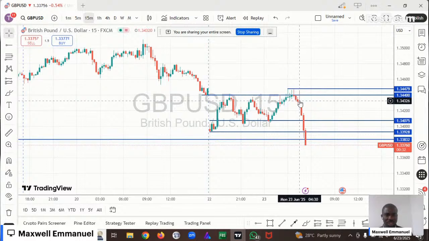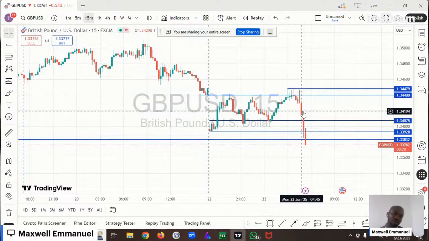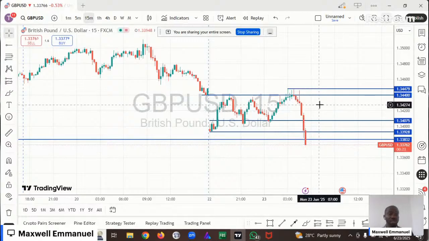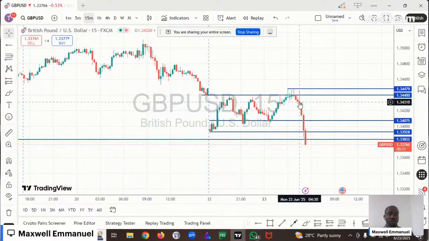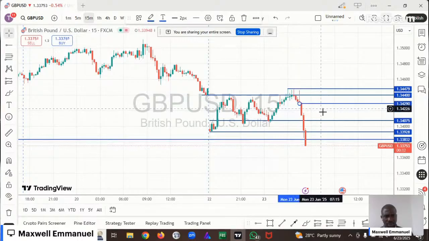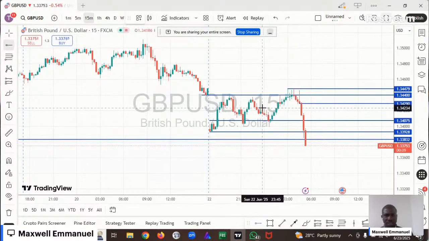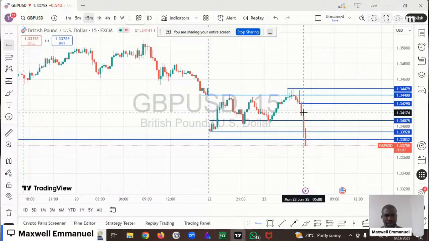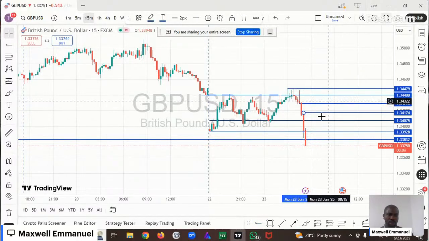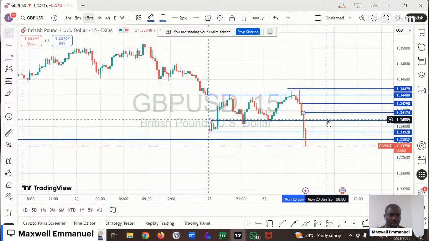You can see it has created a fair value gap here. So price is likely also going to pull back to fill this fair value gap before going bearish. If you are considering selling, you could wait for price to pull back to this fair value gap. This would be a good area to consider selling. For those who have not entered this trade, wait for price to pull back to this fair value gap. This would be a good area to consider selling on GBPUSD.